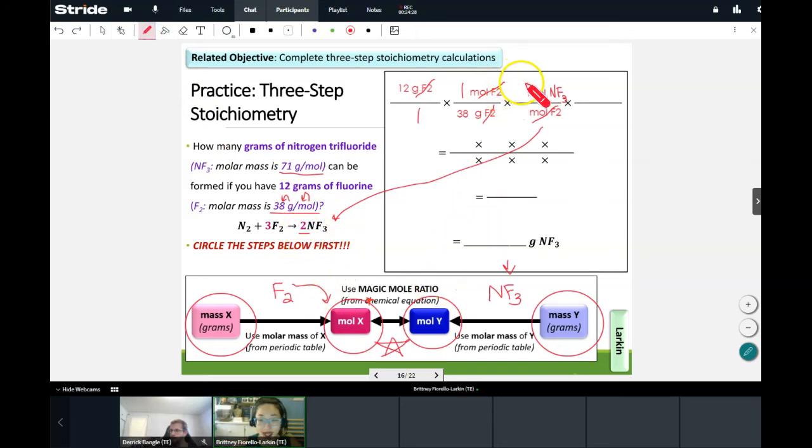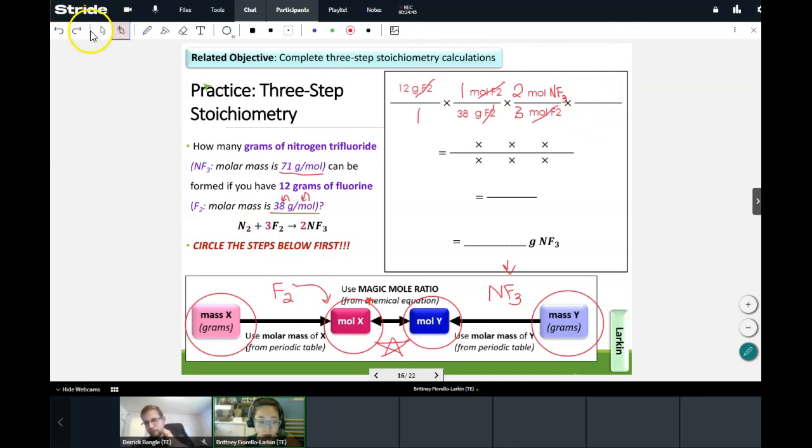Coefficient right here. Yes, there are 2 moles of NF3. And how many moles of F2 are in our equation? Again, make sure you're practicing with us because you're going to have to do the next one on your own, so make sure you're with us. Practice makes perfect here. Yeah, we have 3 moles of F2.